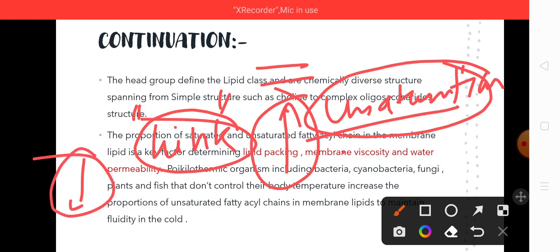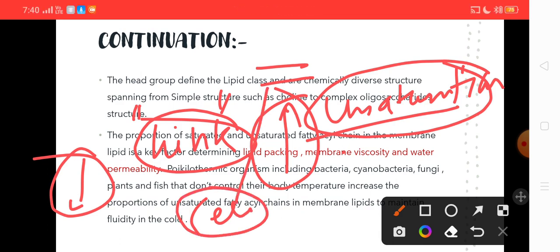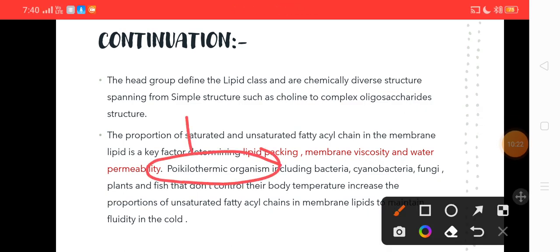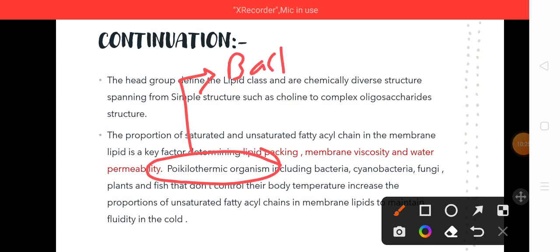So the cell has to sense the membrane composition for its own survival, right? So that is the thing. For example, poikilothermic organisms, for example bacteria, cyanobacteria, then fish, fungi, plants cannot control their body temperature, right? So when they are in a cold environment, they will increase the amount of unsaturation in the fatty acyl chains of the cell membrane. Why is this so? To increase the membrane fluidity.